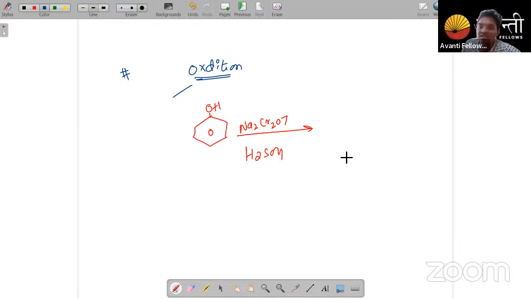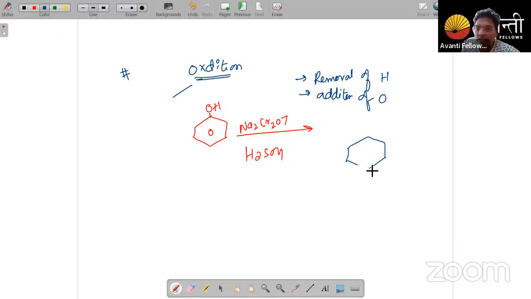So this is oxidation. Oxidation is simply nothing but what? Removal of hydrogen and simultaneous addition of oxygen. So how do you add this one? Here you are simply going to get a compound like this.